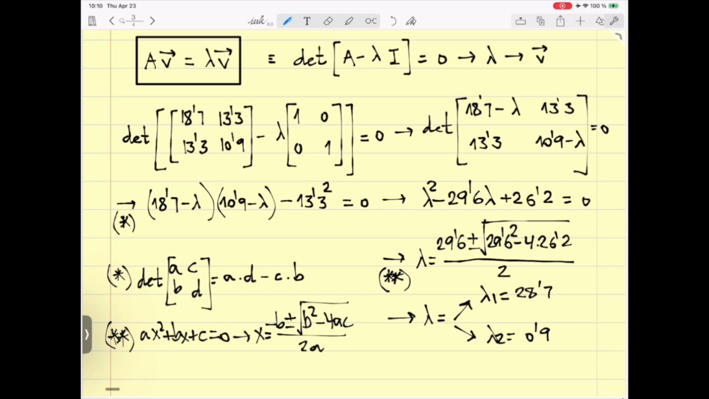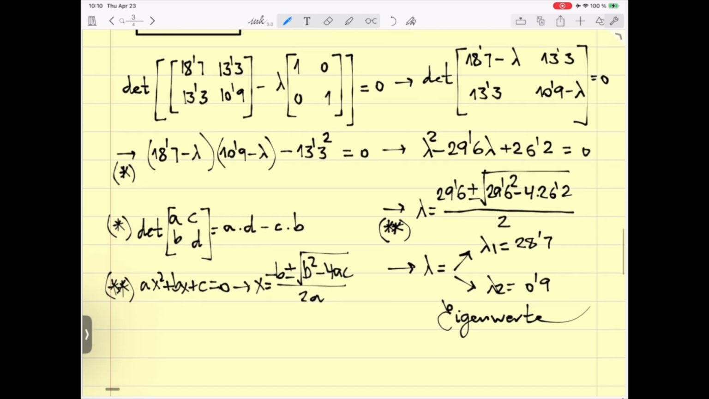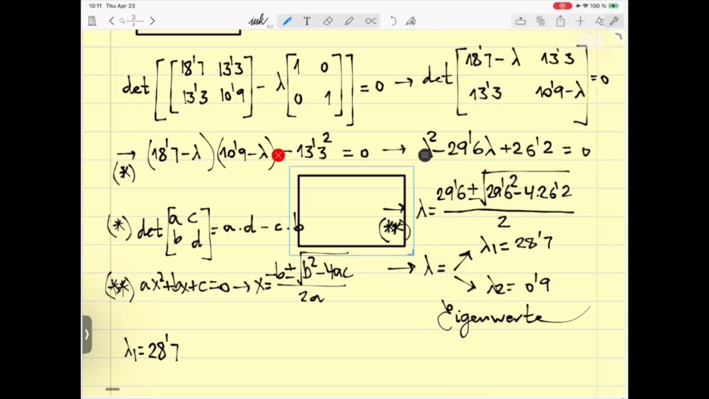Gut, das sind die Eigenwerte. Die brauchen wir nachher. Also nicht vergessen, aber jetzt we're looking for the eigenvectors. On the first thing, 28.7, we take the first eigenvalue, which is the biggest.